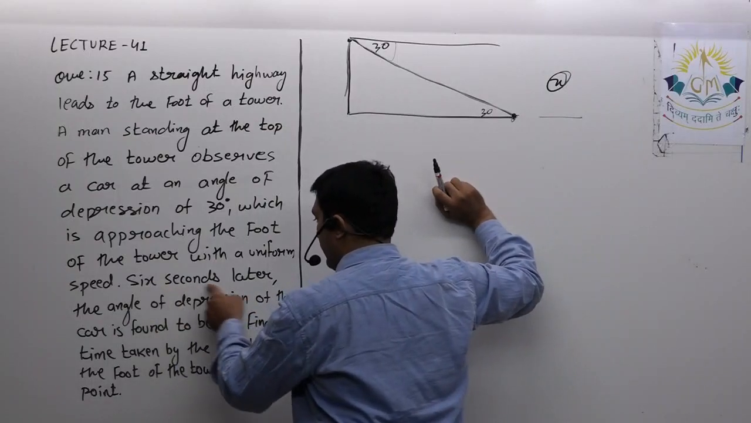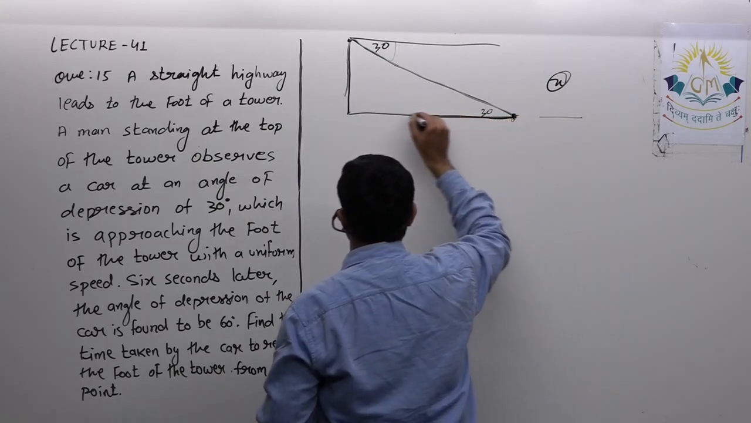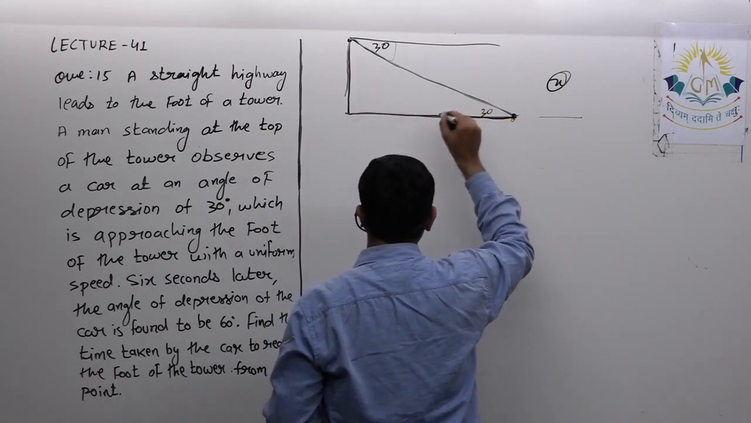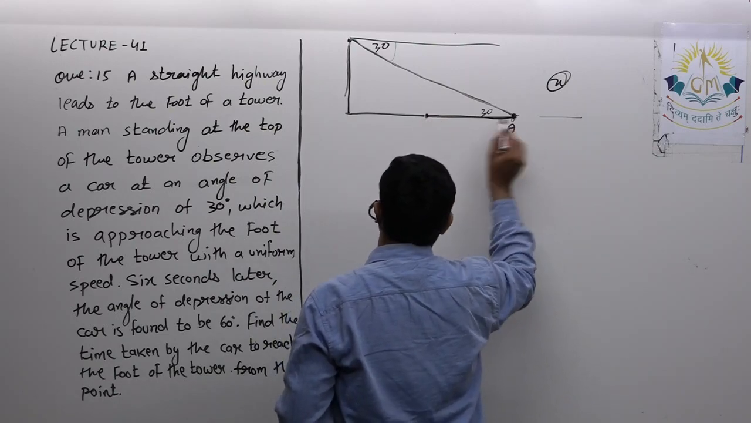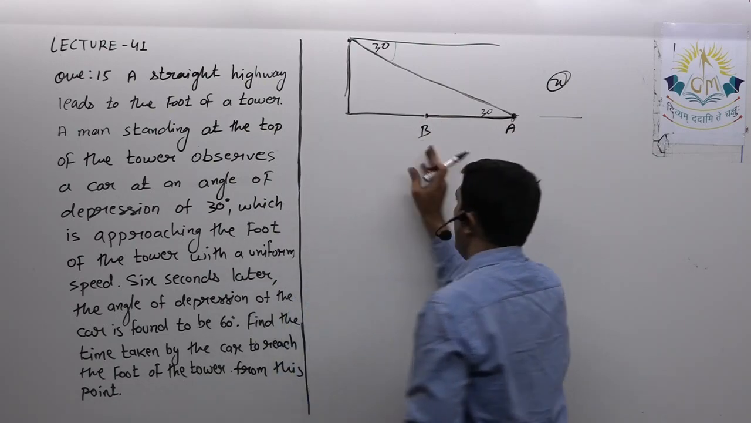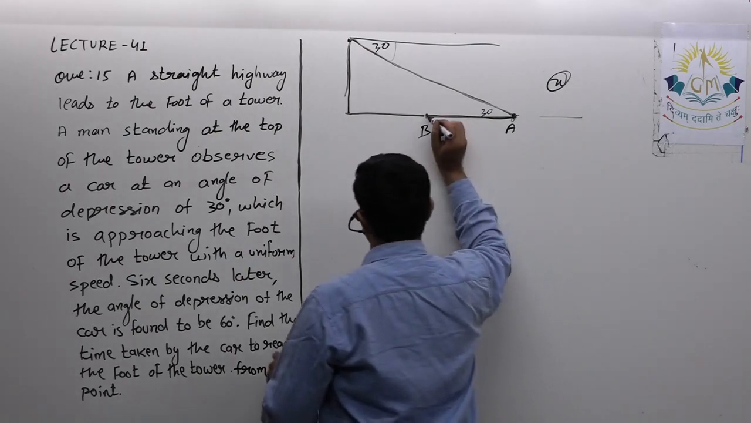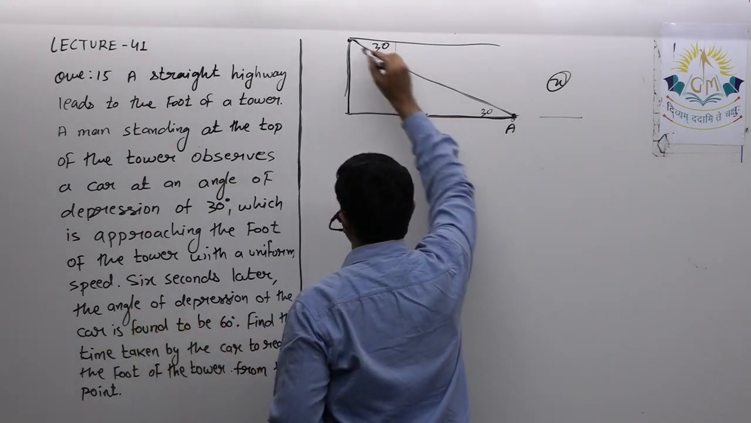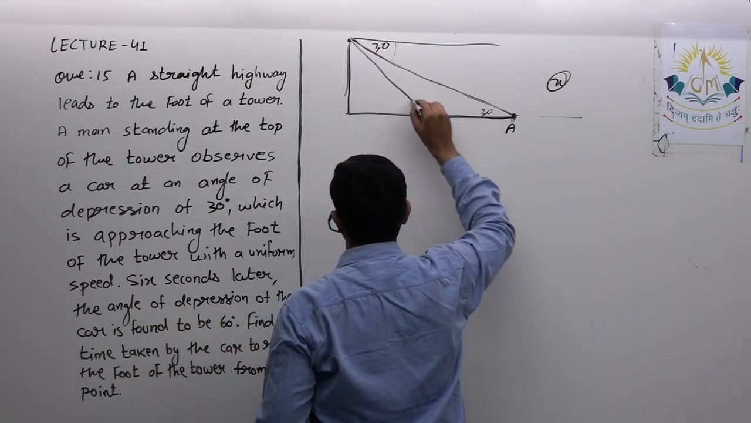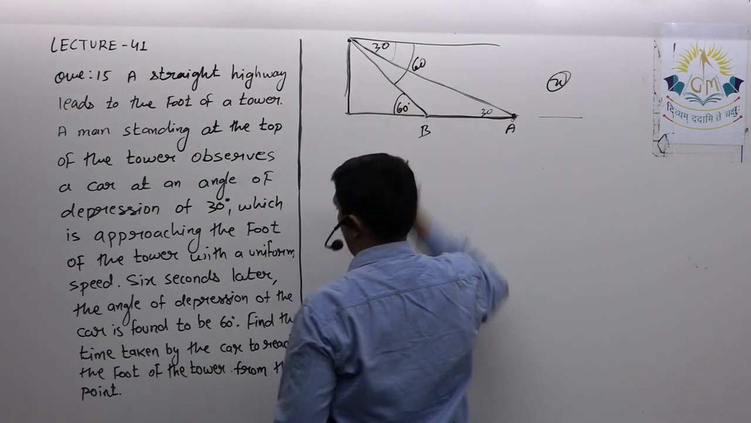Now 6 seconds later, the angle of depression. As the car is moving toward the tower, let after 6 seconds car reach this point. First was A, now the second position of the car is B after 6 seconds. Now when the car is at point B, at that time the angle of depression is found to be 60 degree. This is 60, hence this will be 60.